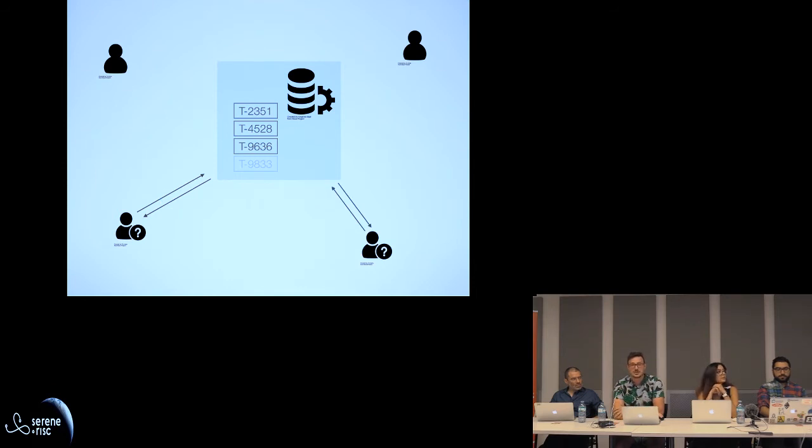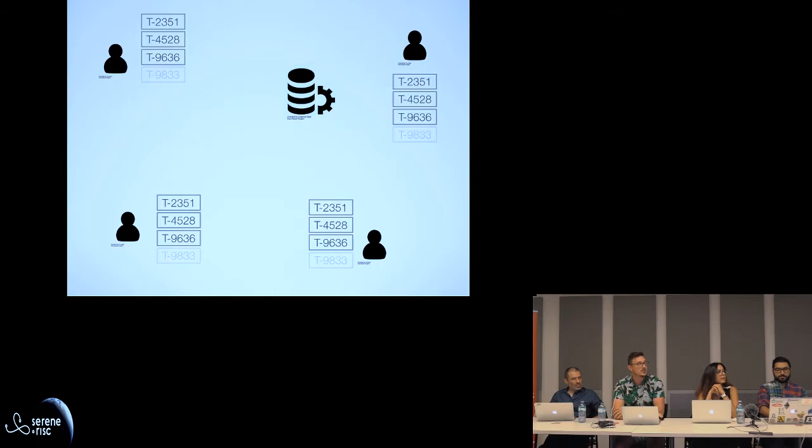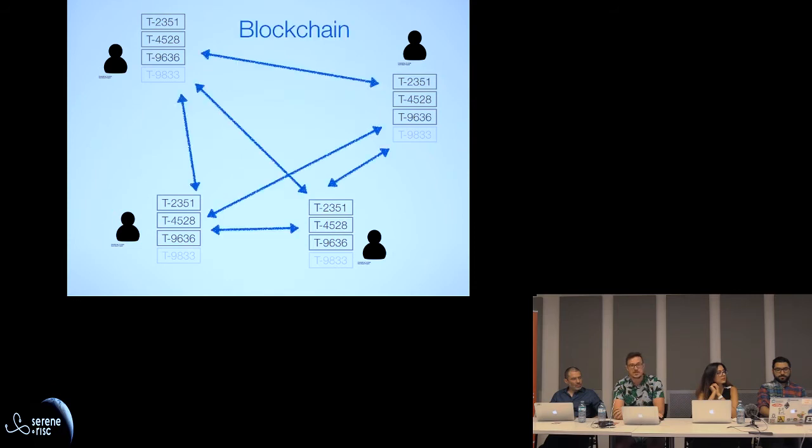The idea of blockchain is that instead of having this one database, we give the data to everyone. So everyone has a copy of the same data, and they all talk to each other. So we get rid of the database in the middle. And now we have a network of participants that are going to share all the data between them.